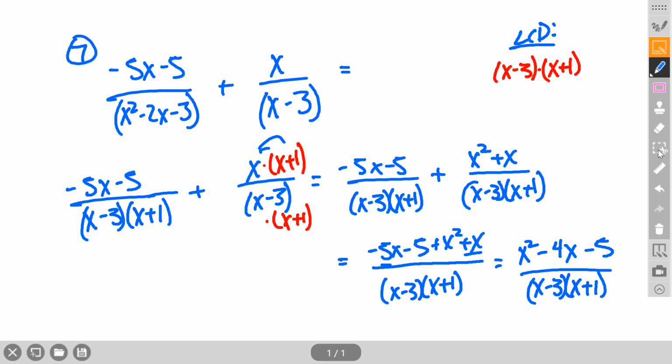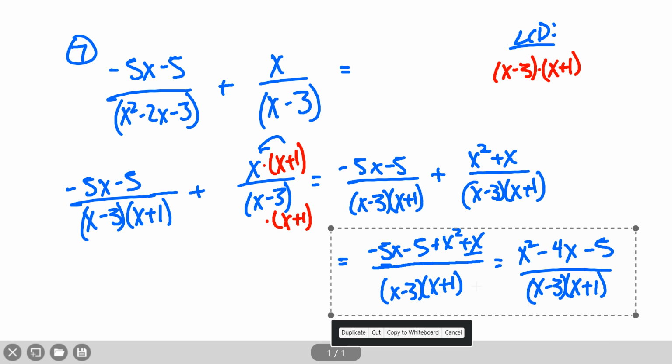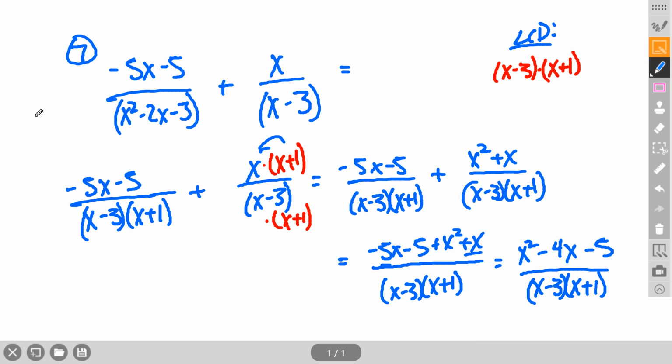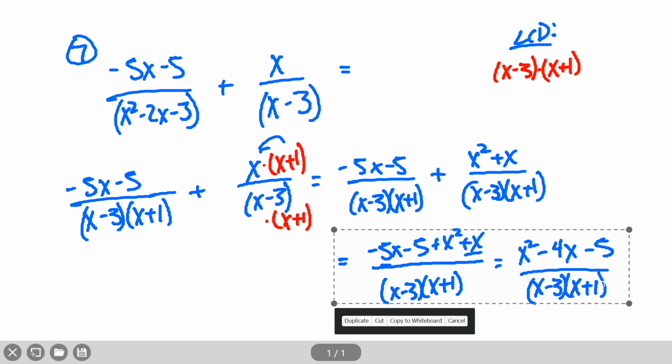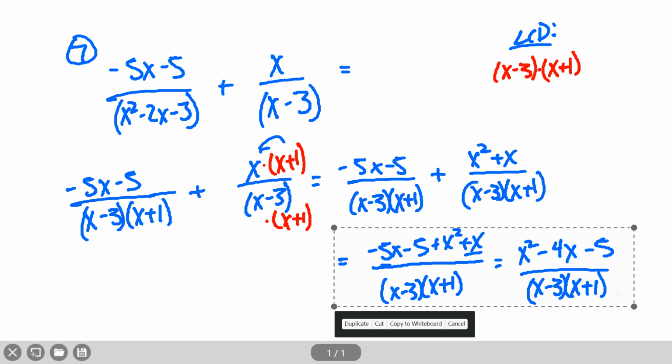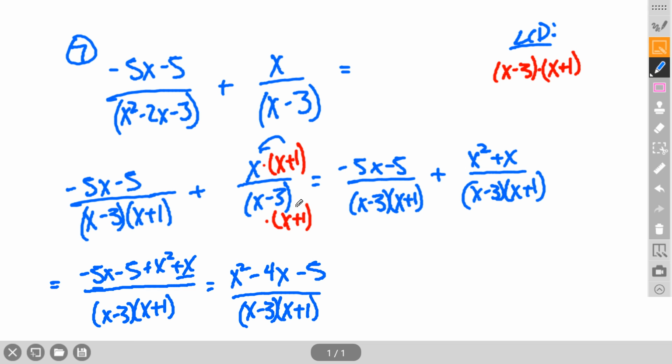Now, we do want to check to make sure that the numerator here does not have a factor of x minus 3 or x plus 1, because if it has a factor of either of those, then they're going to cancel. Okay, so let's check what the numerator factored would be. Okay, because this is our final answer. It's in factored form, the denominator is. Let's check to see if the numerator has factors in common.